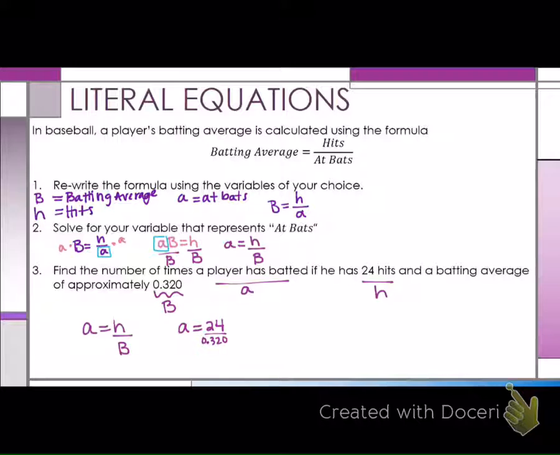And 75 represents what? So 75 at-bats, right? So over 75 at-bats, this player has a .320 average.